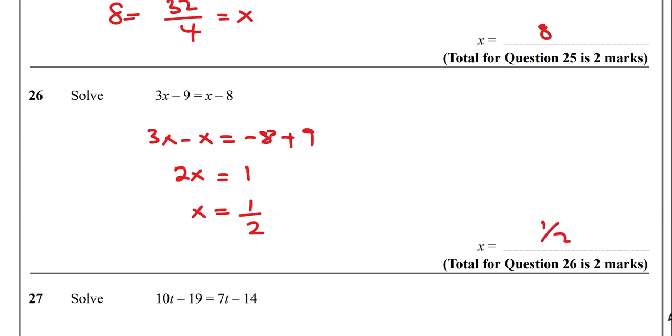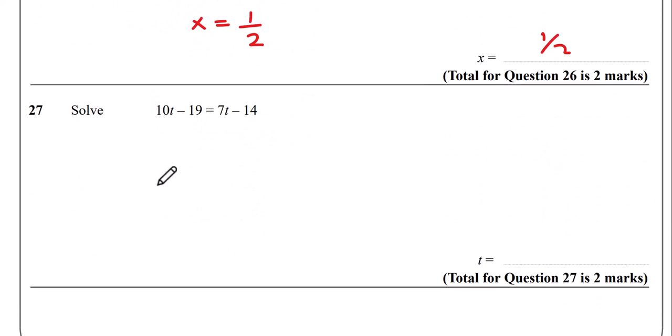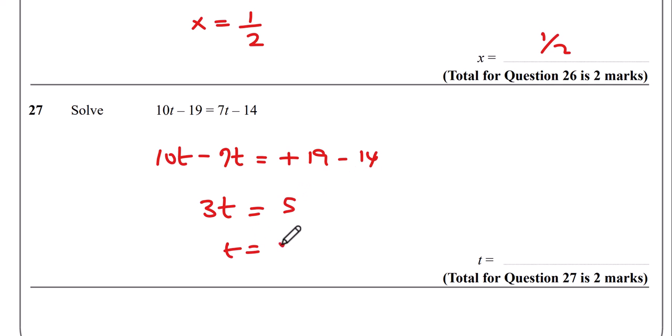Okay. And again, this is the last question. Again, I look at this equation. I think I can subtract 7t on both sides. Yeah, I can. And then because here's minus 19, I'm going to add 19 again on both sides. That's plus 19 minus 14, which is already here. So if I subtract this, that's going to give me 3t. And 19 minus 14 is definitely going to be like 5. And t will have to be 5 divided by 3. So t is 5 over 3.